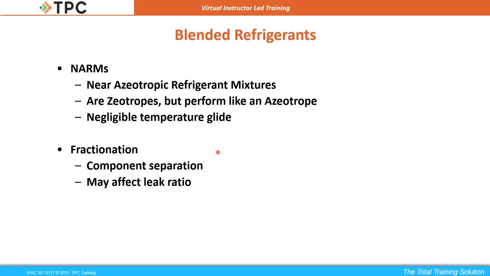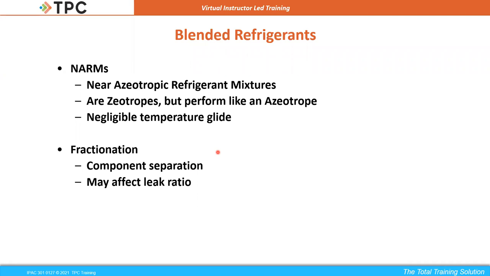In a vapor state, we're causing this refrigerant to separate away from each other. So you're going to have one heavier than the other. So what's going to happen is, if you have chemical A and chemical B, chemical A will sit on top of chemical B, and all of A is going to leak out before any of B leaks out. And you want a good 50-50 mix there.